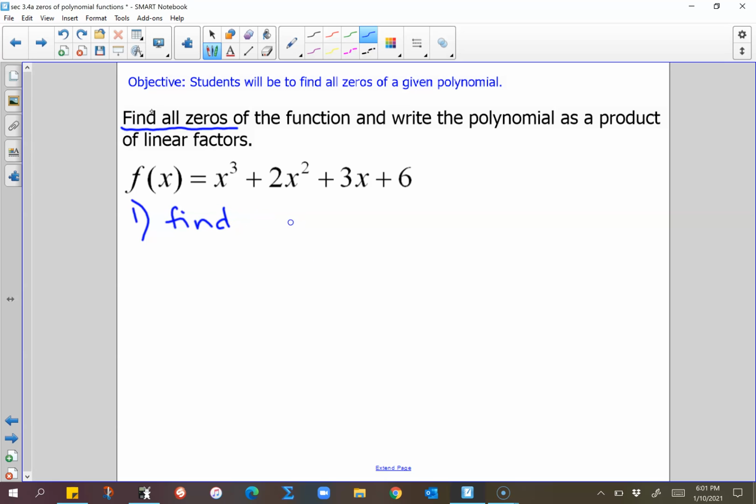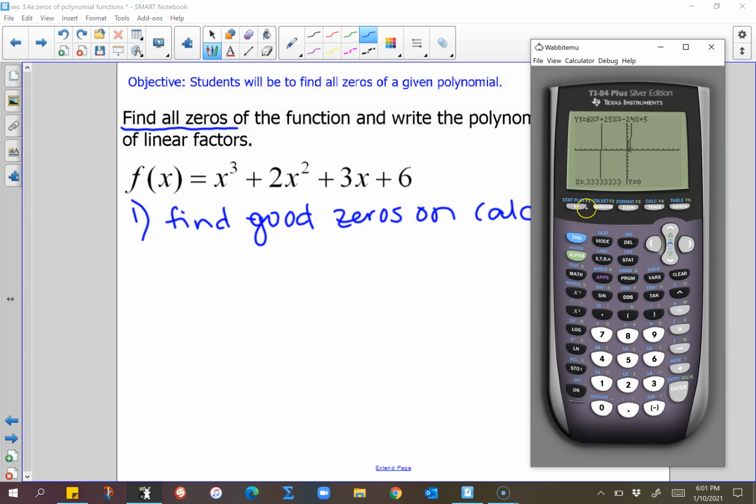and I'm going to actually re-specify that. I'm going to say you find good zeros on your calculator. You want good ones. So I'm going to go to my calculator. I'm going to graph this function. So x to the third plus 2x squared plus 3x plus 6.